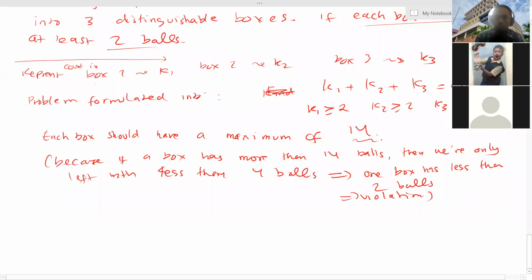Now, so what is next? Each box should have a maximum of 14. So the next step is to... one second. Something is weird with my setup.